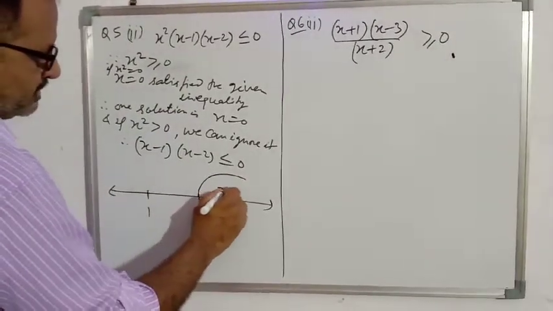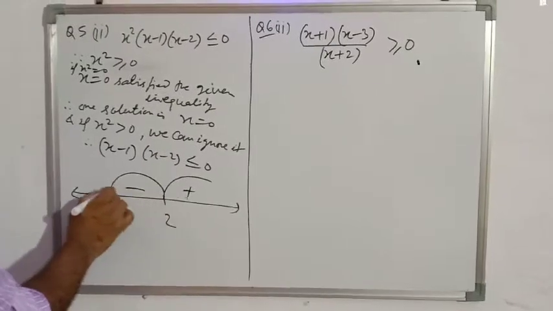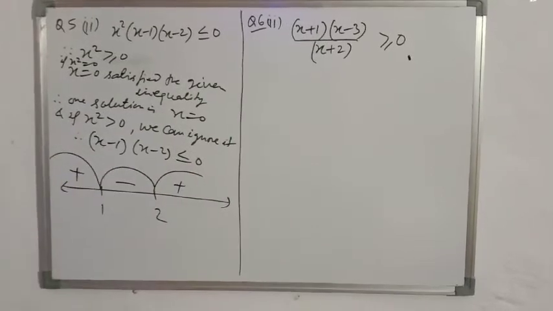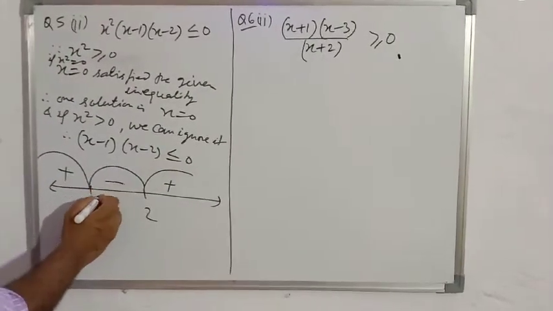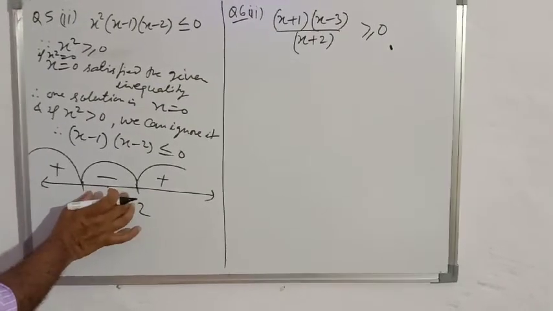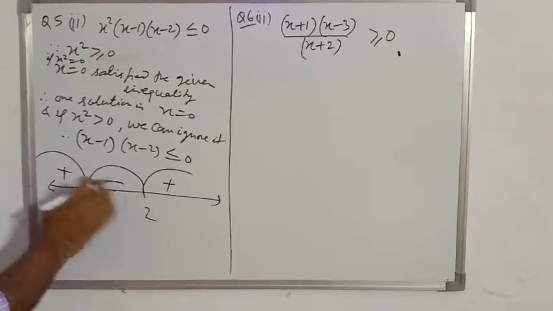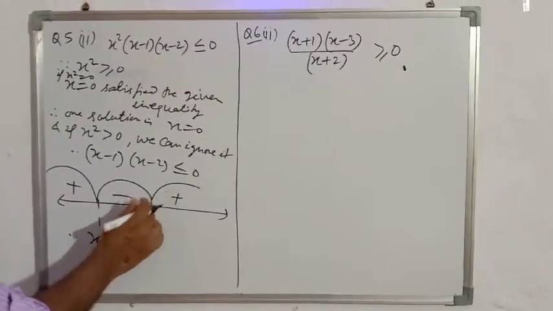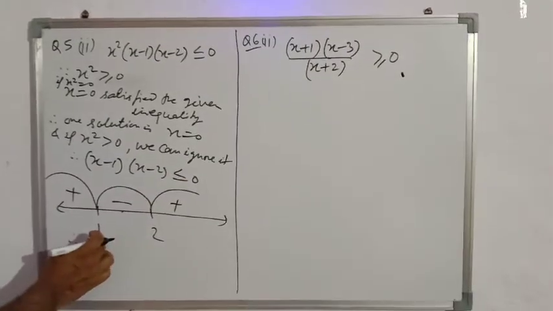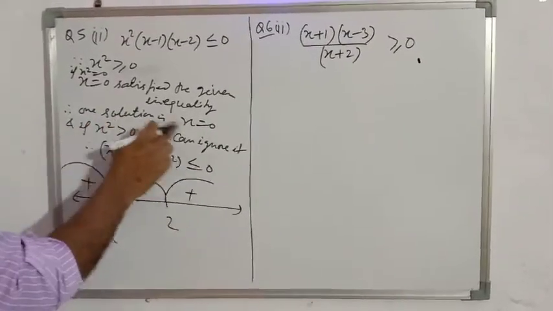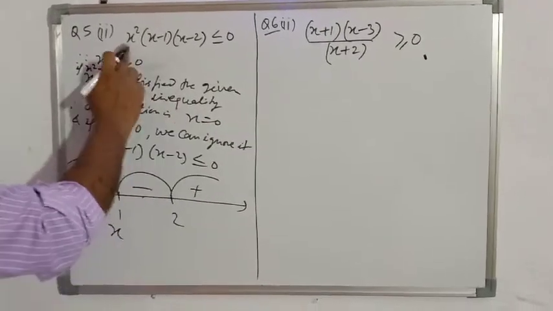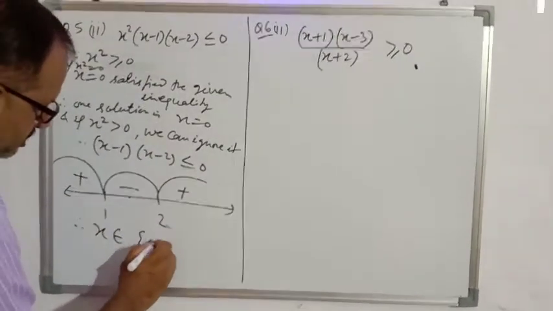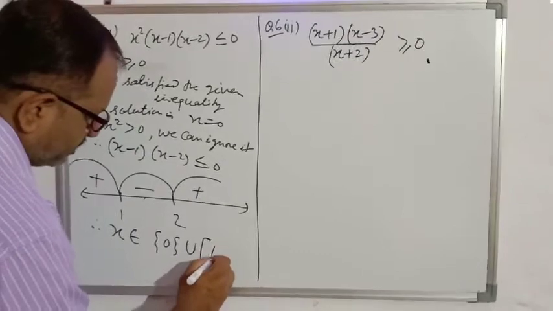By method of intervals, it will be positive, this is negative, again positive. But we have to take less or equal to 0. Less or equal to 0 means negative, means solution will lie in this interval 1 to 2. So x belongs to the closed interval 1 to 2, equal to 0 is given, so we will include 1 and 2 also. And one solution x is equal to 0 is also there, because x is equal to 0 satisfies. So we will take x belongs to {0} union [1, 2].